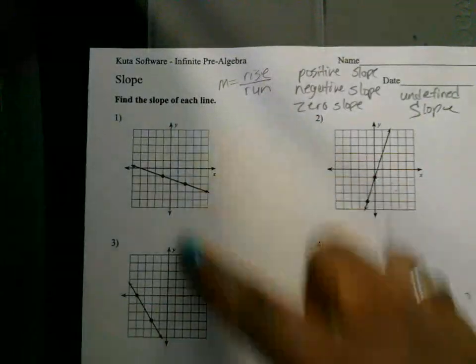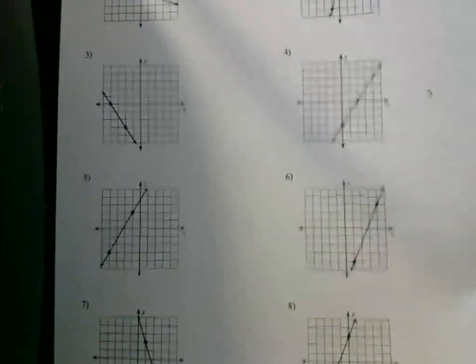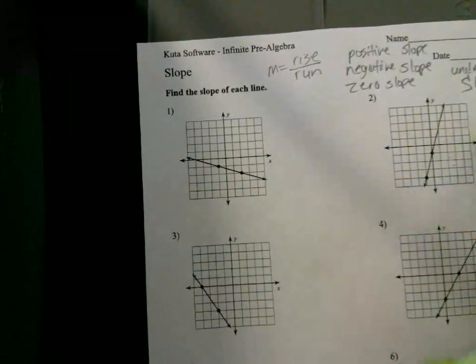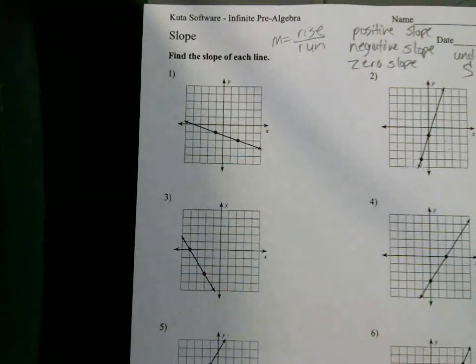Okay, so I need you to do that. 1 through 8, write the type of slope that it is, so I can make sure we're going in the right direction. Write the type of slope 1 through 8. Let's do that now, please.